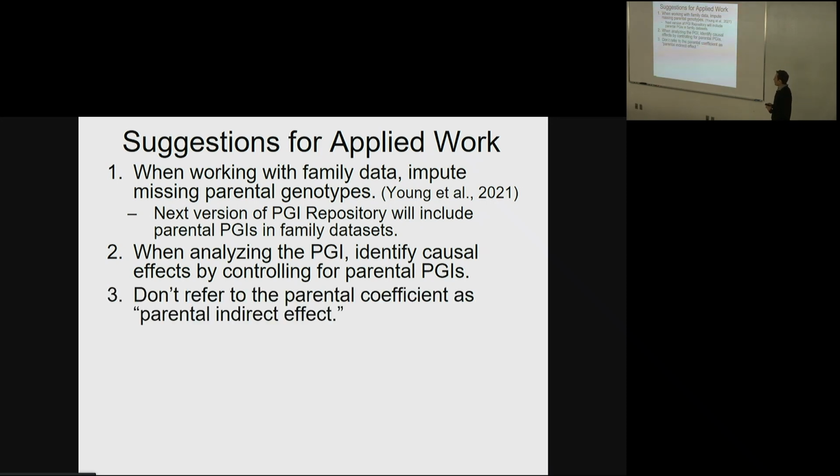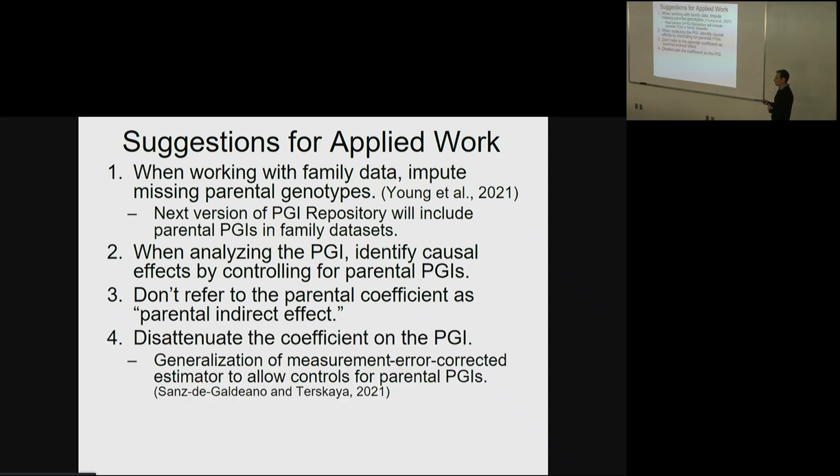Don't refer to the coefficients that you get on the parental PGIs as the parental indirect effect. Disattenuate the coefficient on the PGI. There's a slight subtlety with the use of some current methods for doing the measurement error correction, because they didn't allow for controlling for the parental PGIs, but that's recently been generalized to have the adjustment that controls for the parental PGIs.